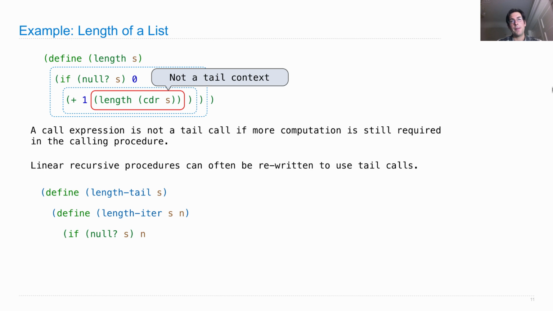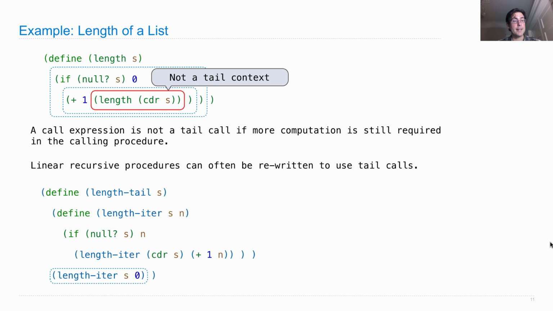If s is null, then we've computed the entire length, and we return n. Otherwise, we return the value of the recursive call on the rest of s with 1 more than the length of what we've seen so far. So in the beginning, we haven't seen any length, so we start with 0. Each time we make a recursive call, we add 1 until we get to the end, and then we've computed the length. Now this is a very different program in terms of its behavior.